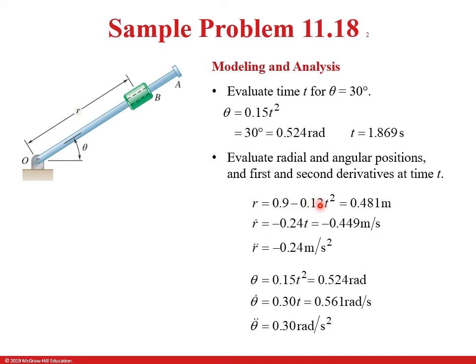You take the derivative of this, the 0.9 drops out, you get minus 0.24 t, and you take the derivative of that, you're only going to get minus 0.24. So r double dot is just a constant. We have a term for t here, so we can plug in t, and now we have these three r terms. And now let's do the same thing for theta. We have 0.15 t squared. You can plug in t right there, you get 0.524. When we take the derivative of that, we bring the 2 down, multiply it, get 0.3 t, and then for the double derivative, you just get 0.3.